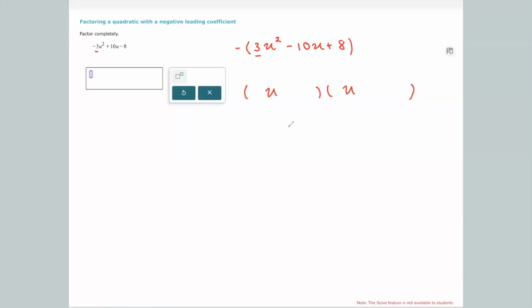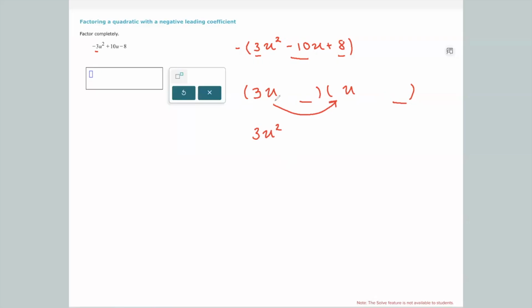And the only things that multiply to 3 are 1 and 3, or I could do -1 and -3. But let's try it with 3. So I'm going to have 3u times u. That will give me 3u squared. Now, whatever terms I put here and here, I know those are going to need to multiply to 8. And I also need the middle terms to somehow add up to -10.